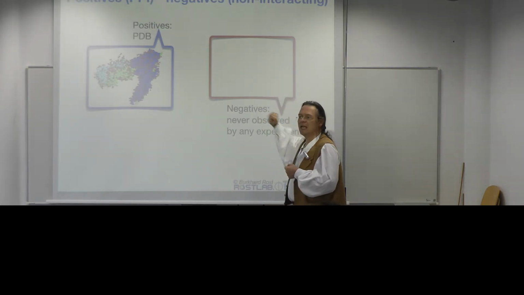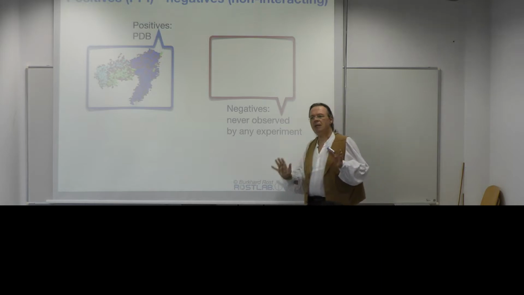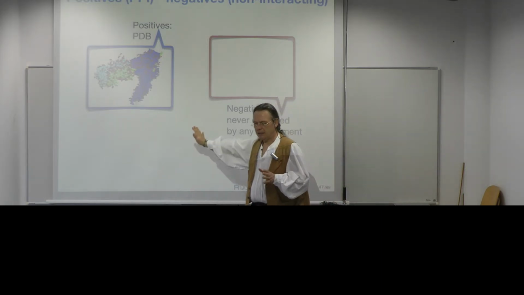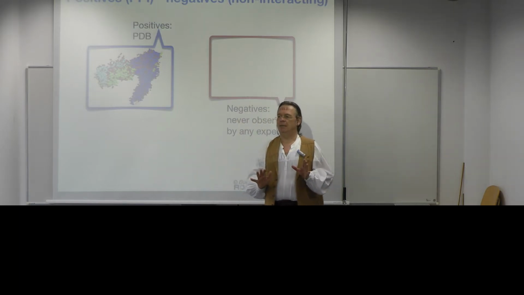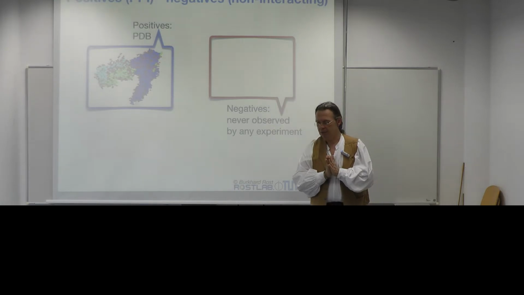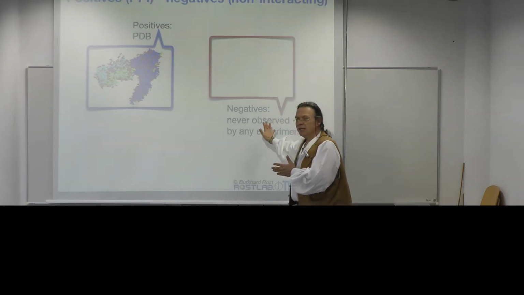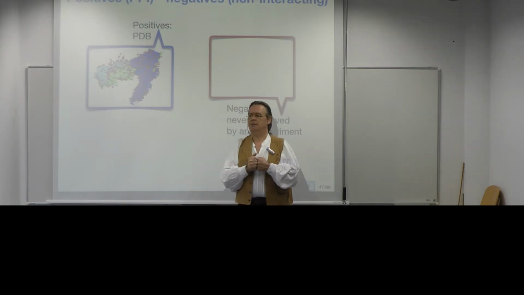Then there's our database of negatives. In the database of negatives, we simply looked at, and another issue, by the way, we can do this only for one organism at a time. So in this particular case, I'm going to show you data for human protein prediction. So in the negatives, we take all the proteins that nobody has ever observed to bind.